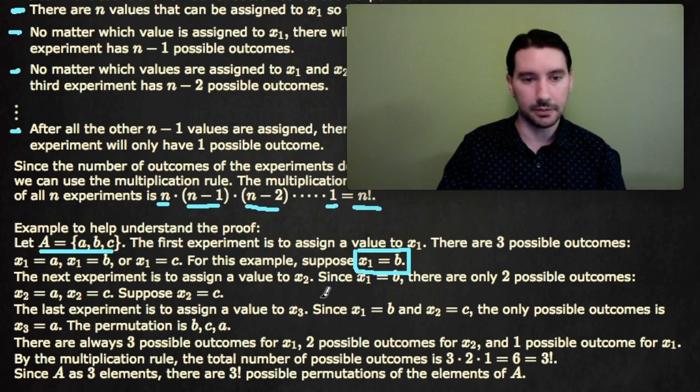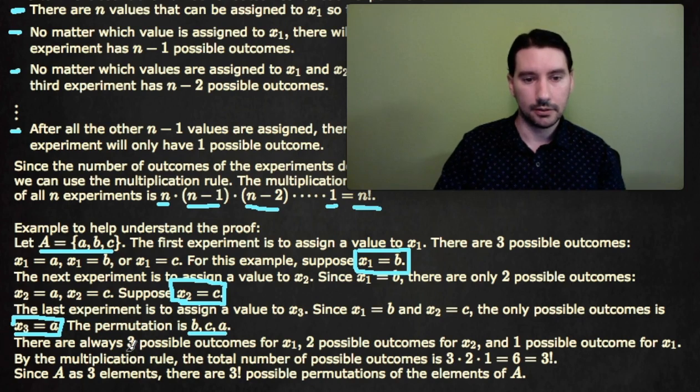So let's say x1 equals B. And in the next experiment, we have to assign something to x2. But B is already taken, because B was taken as the first element. So x2 could either be A or C, and in this experiment, we'll just choose C. That leaves us with x3, our last element to assign, and we've already picked B and C, so the only possible outcome is A, and therefore x3 equals A, and this would give us the permutation BCA.